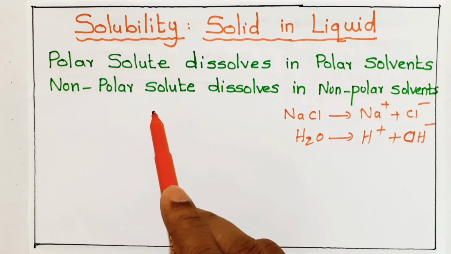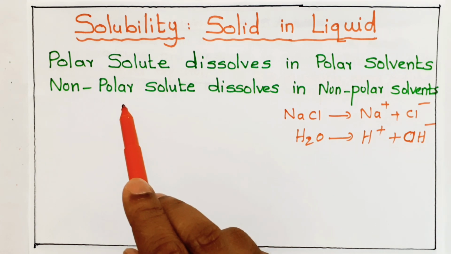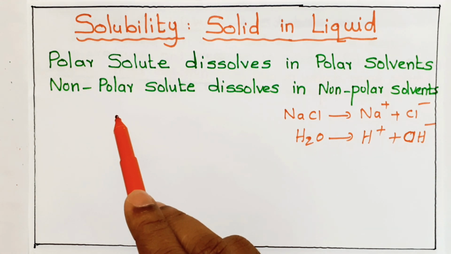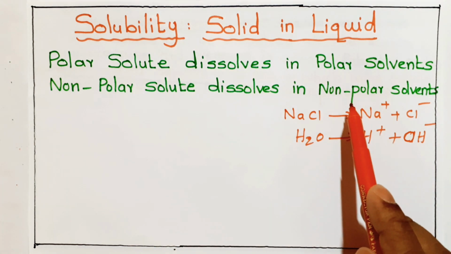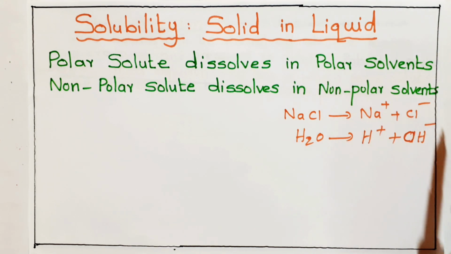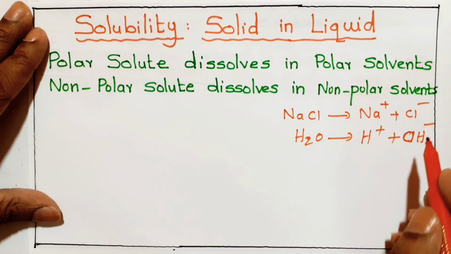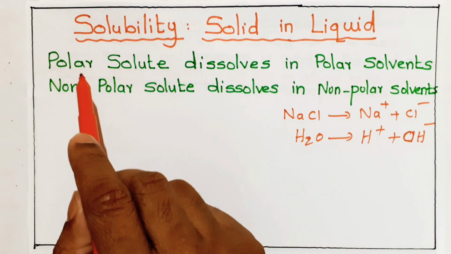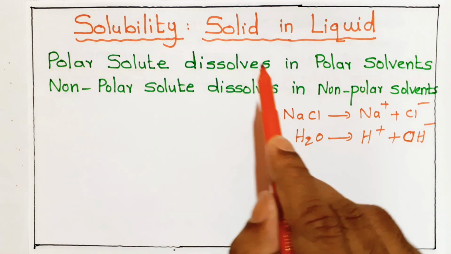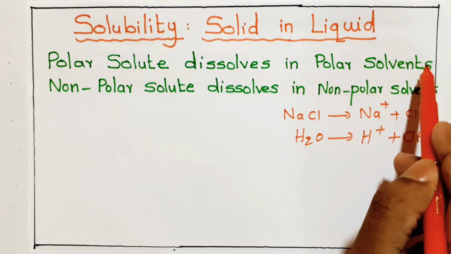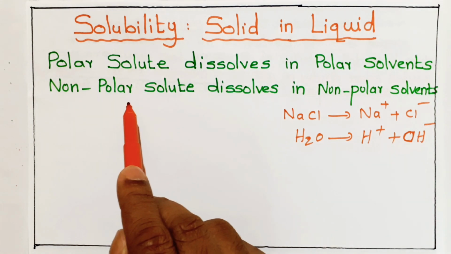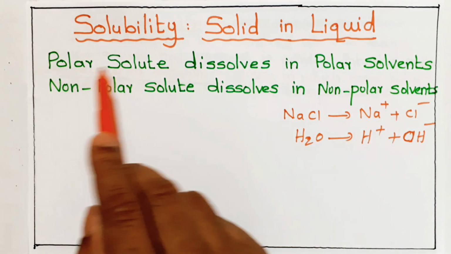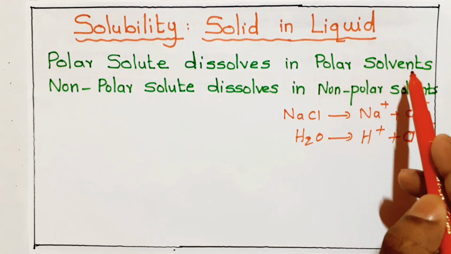Generally, organic compounds are non-polar solutes. Examples are naphthalene, anthracene, etc. And an example of a non-polar solvent is benzene. Now we will see examples for the first one. That means polar solute dissolves in polar solvents, and next we will see non-polar solute dissolves in non-polar solvents. Now we are going to see polar solute dissolves in polar solvents.